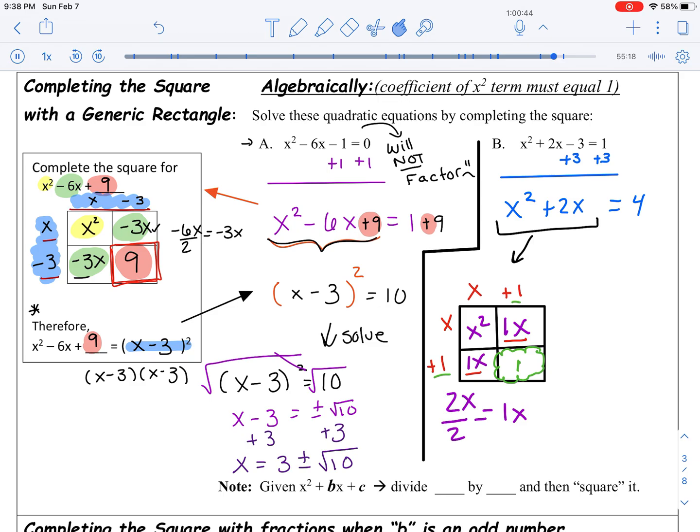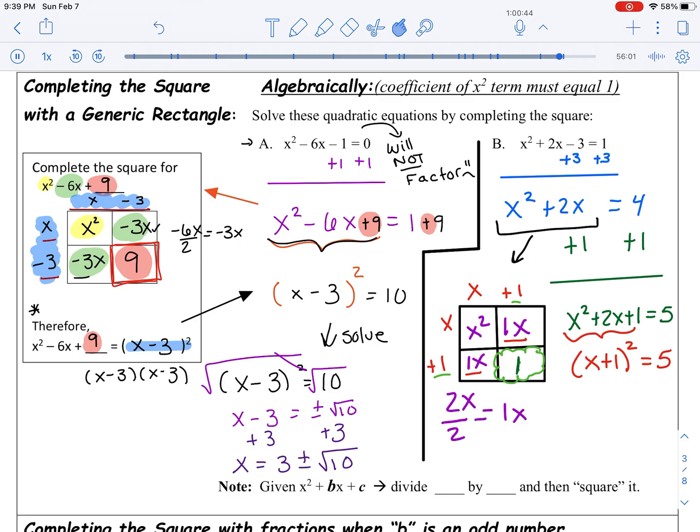Now that 1 that I added in my bottom right square, I need to add to both the left and the right of my equation, which gives me x squared plus 2x plus 1 equals 5. Based on my square at right, we know that x squared plus 2x plus 1 is really x plus 1 squared. And that equals 5.